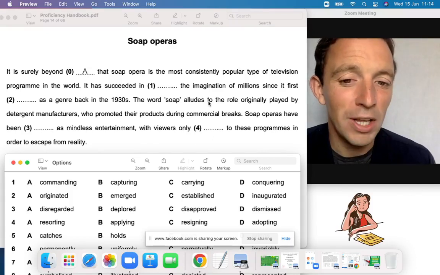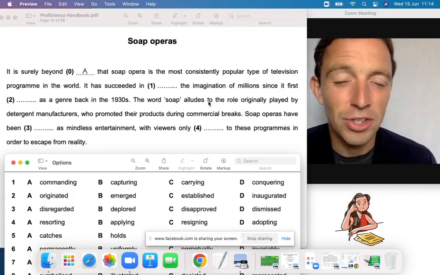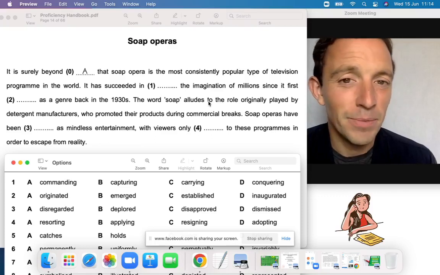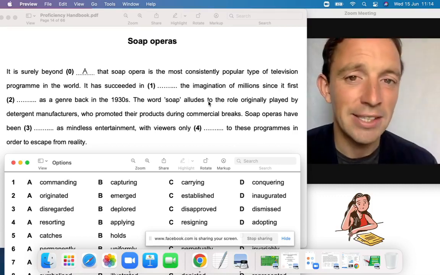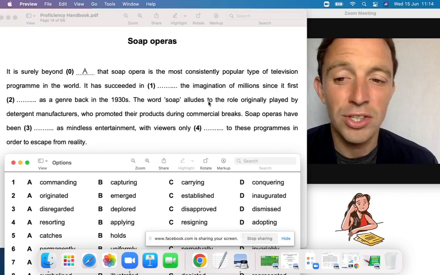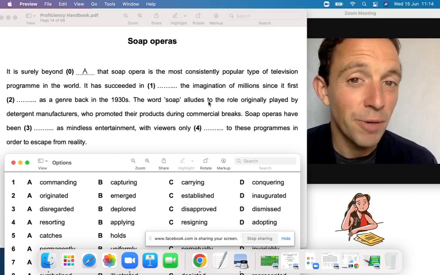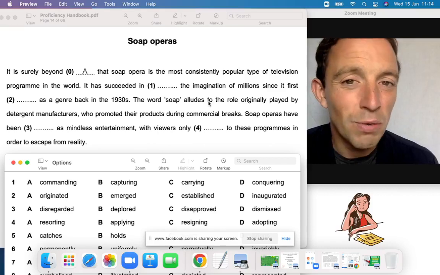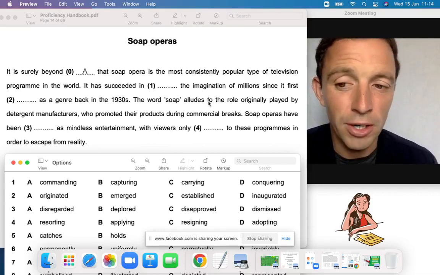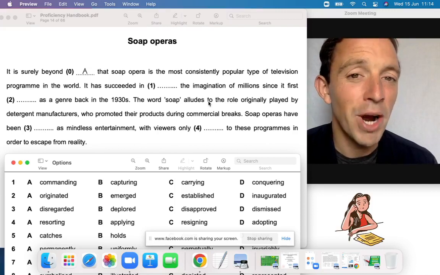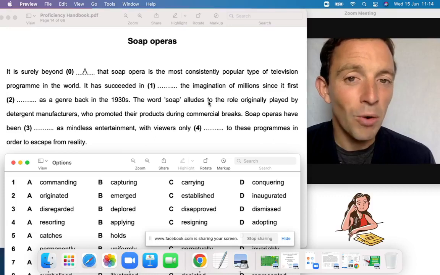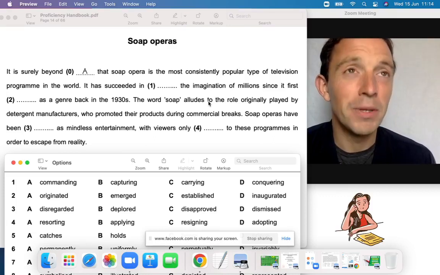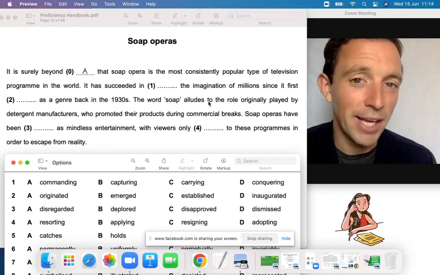You play an important role by detergent manufacturers. So detergent is like soap. Detergent is another name for soap for clothes and soap for your hands as well. And a manufacturer is the person or the company that produce and manufacture. Who, so who is the relative pronoun for the substitution for the companies, promoted their products during commercial break. A commercial break is on the television during a program. You have a commercial break, and this is the moment that you see all the advertisements. That's known as a commercial break.